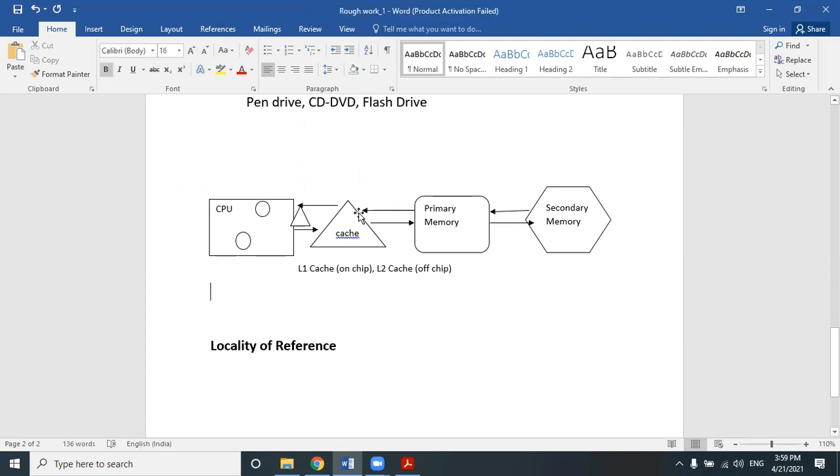And the data does not come directly from secondary memory to the CPU. Suppose the data is not found within the cache memory, and the same data is not found within the primary memory, but it is found within the secondary memory. But the secondary memory cannot send the data directly to the CPU, or the data cannot transfer directly from the secondary memory to the CPU. Why? Because there is a speed gap. There is a huge speed gap. The CPU is very fast, whereas secondary memory is very slow.